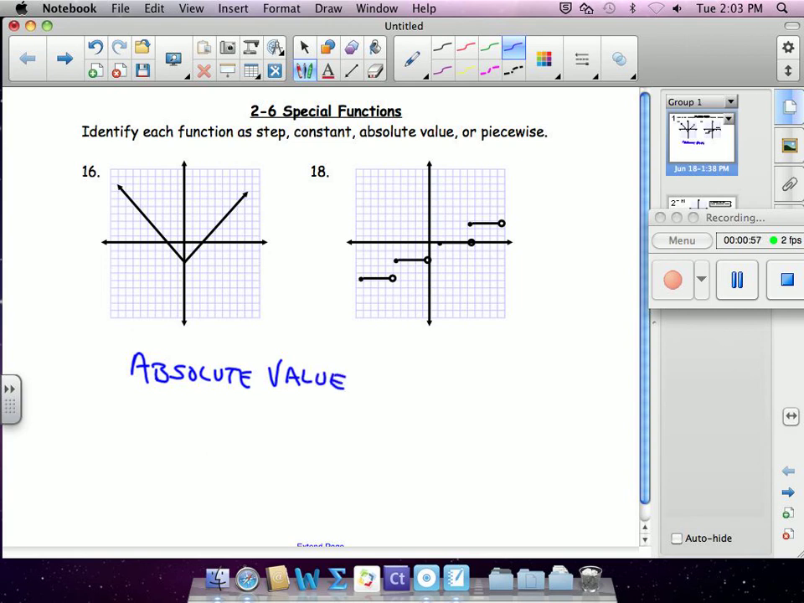In number 18, we know that's not a constant graph because a constant graph is going to be a horizontal line. It's just an equation where you equal some sort of constant. We also know it's not a piecewise graph because piecewise means you have one graph for a chunk of x values and it changes to another graph for the other x values. Absolute value we saw in 16, so number 18 is going to be a step function.